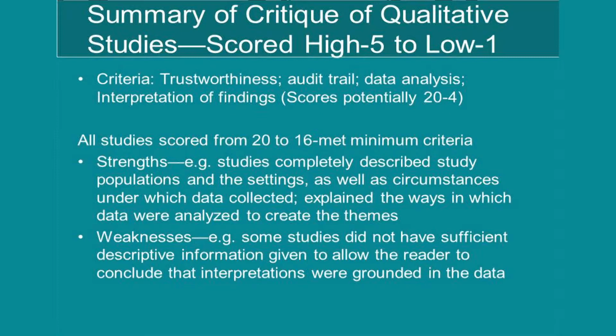In this section, all studies scored from 20 to 16. Therefore, greater than 80% of criteria were met. Strengths included, for example, studies completely described study populations and the settings, as well as circumstances under which the data were collected. They explained the ways in which the data were analyzed to create the themes. Some weaknesses, for example, some studies did not have sufficient descriptive information given to allow the reader to conclude that the interpretations were grounded in the data.